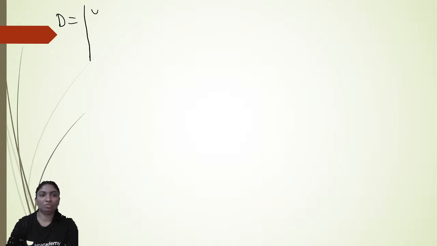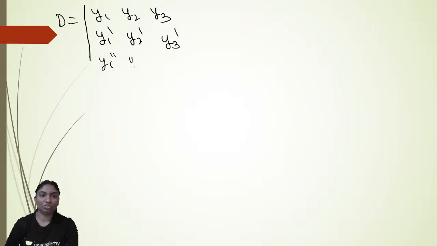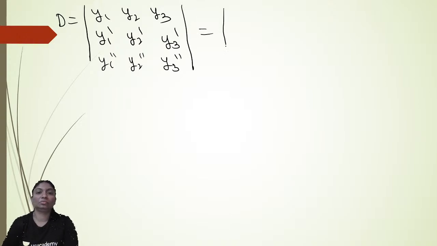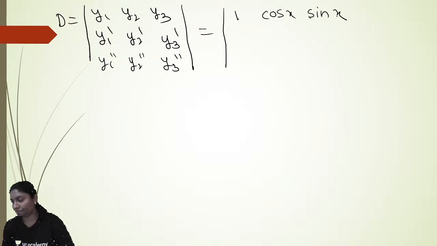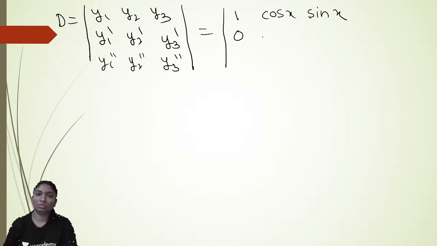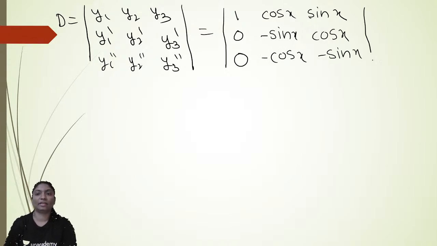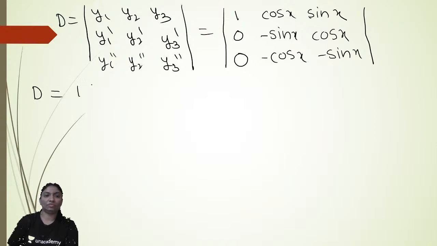So our D is the determinant of y1, y2, y3, y1 dash, y2 dash, y3 dash, y1 double dash, y2 double dash, y3 double dash, which is equal to: y1 is 1, y2 is cos x, y3 is sin x. The derivative of 1 is 0, then minus sin x, cos x, then 0, minus cos x, minus sin x. So we can calculate D. The determinant of this is 1 into (minus minus plus sin square x minus cos square x).